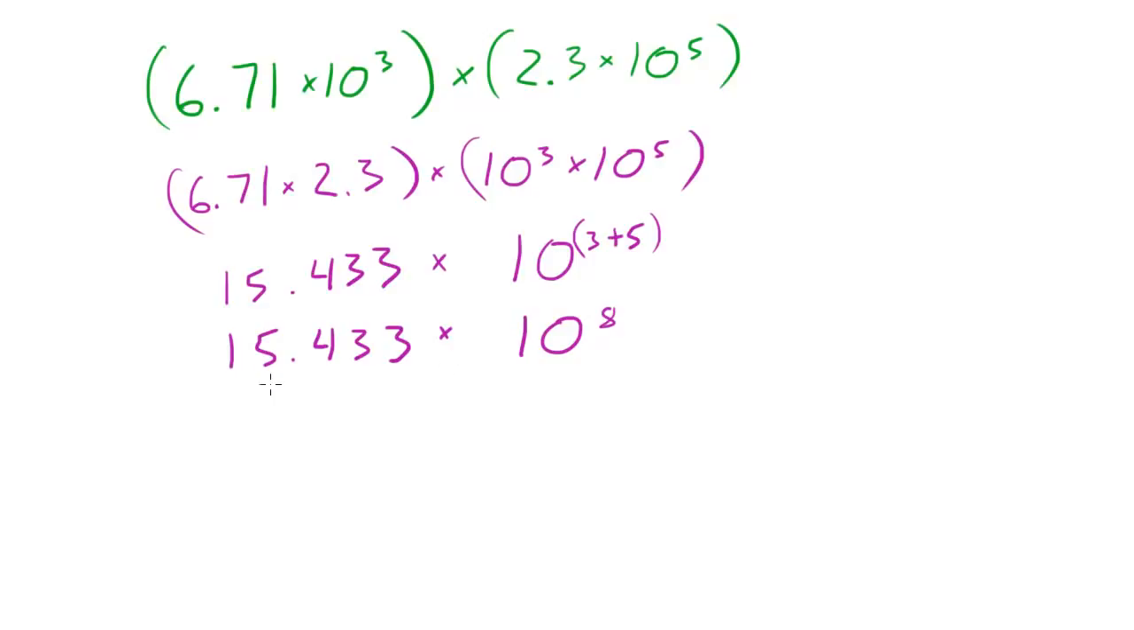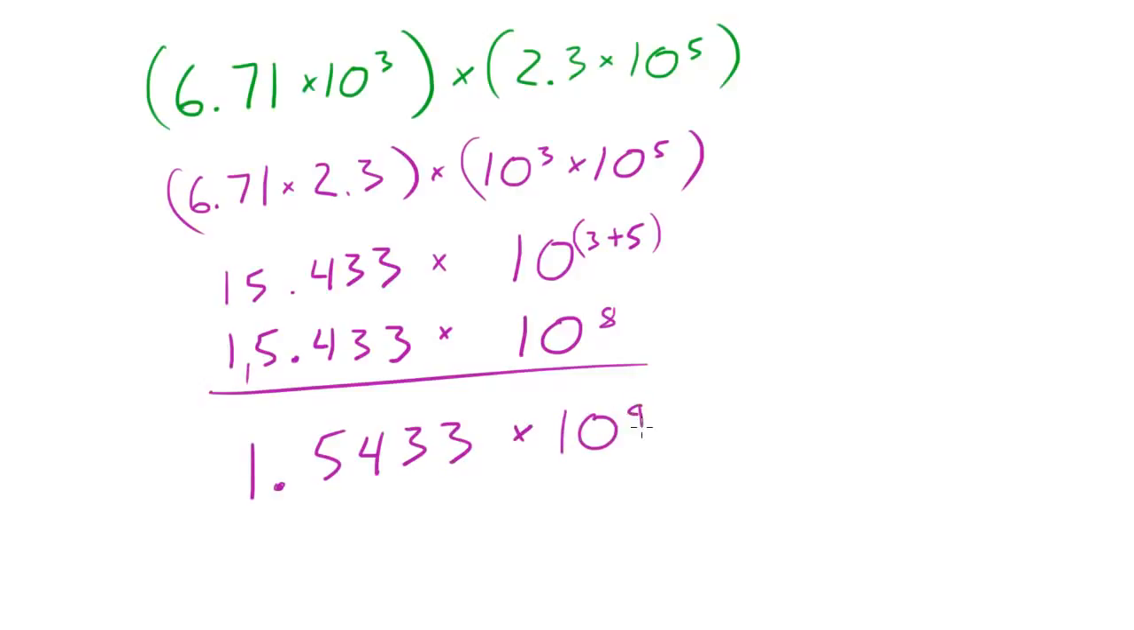And if we look at this, this is kind of in scientific notation already. The only thing we need to do is change our decimal point from here to over here. So in order to do that, we just go ahead and put 1.5433 times 10 to the ninth, just like that. And this is our final answer. There you go. That's how you do that.